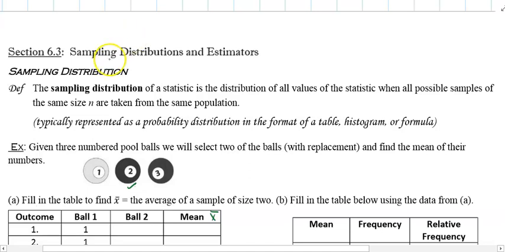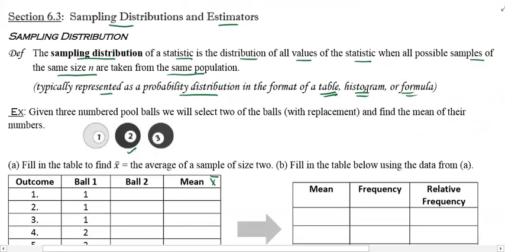6.3 talks about sampling distribution and estimators. Well, the sampling distribution of a statistic is the distribution of all values of the statistic when all possible samples of the same size n are taken from the same population, typically represented as a probability distribution in the form of a table, histogram, or a formula.